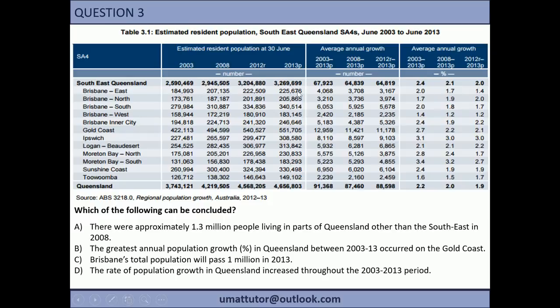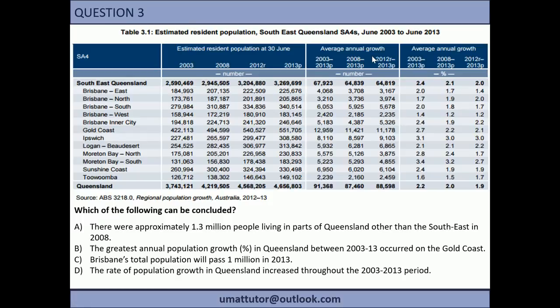225,000. If you look at the next column, this number here, 3,708. You can see that this is, again, the same thing. It's the average annual growth in terms of raw number of people, but we're now looking at just the 08 to the 13 period, which is the latter half of the 10-year period. It's the latter 5 years of that 10-year period.